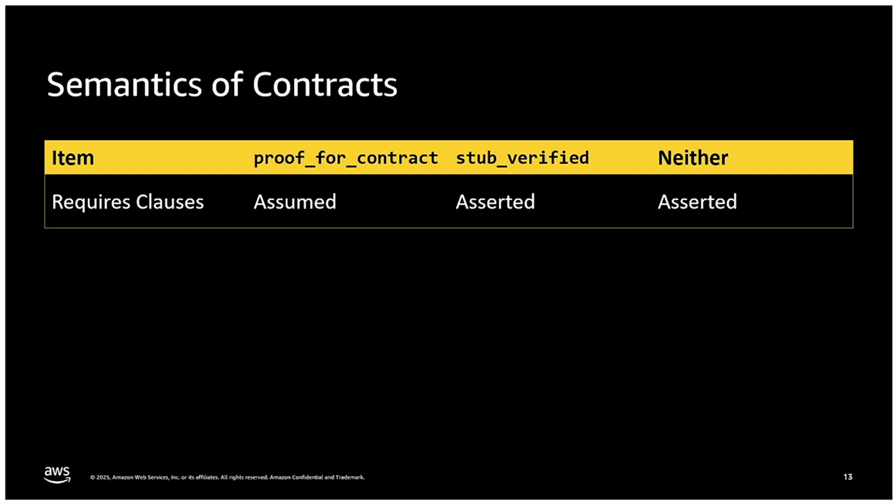They are asserted in a stub verified context, and they are asserted if the function is neither mentioned in a proof for contract nor a stub verified. And the reason we do this is because we want to verify that the preconditions hold if you're calling the function, even if you don't explicitly stub this function with its contract.